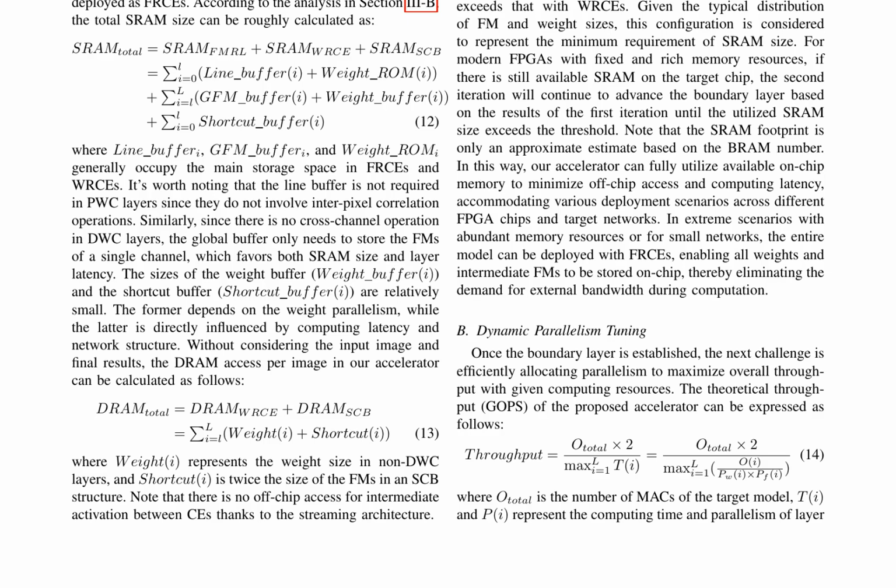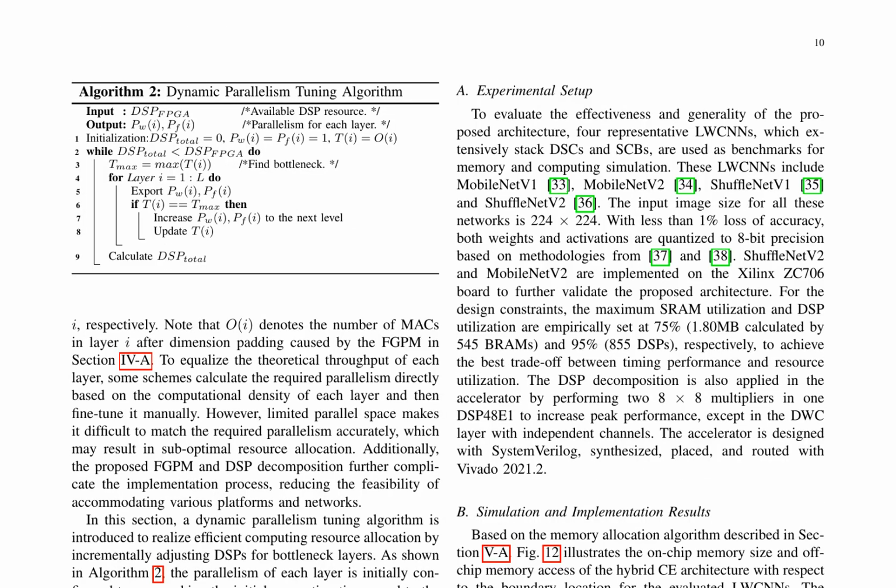The balanced memory allocation algorithm iteratively determines the number of FRCEs, fused reconfigurable computing elements, based on the memory evaluation model. It aims to find the configuration that uses the smallest SRAM size by incrementally increasing the number of FRCEs layer by layer until reaching a specific layer where the SRAM consumption with FRCEs exceeds that with WRCEs, weight reuse computing elements. The algorithm then continues to advance the boundary layer based on the results of the first iteration until the utilized SRAM size exceeds the threshold.